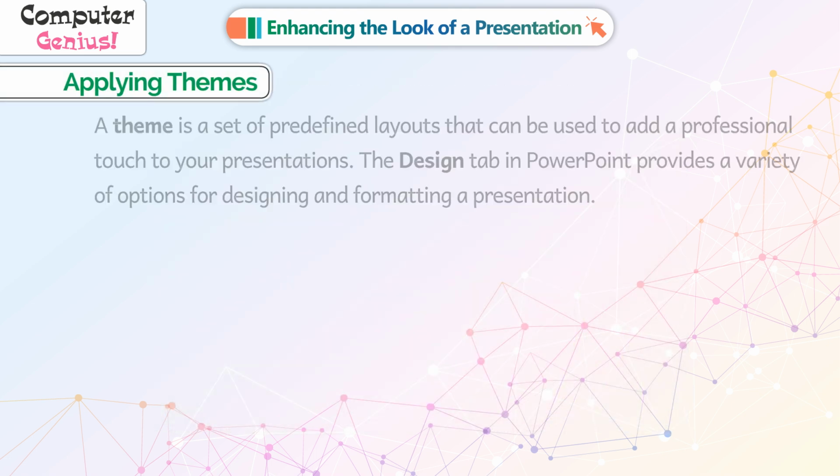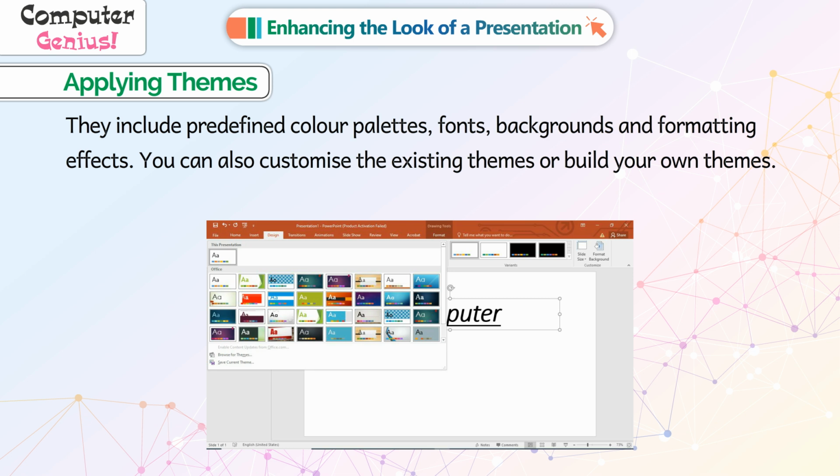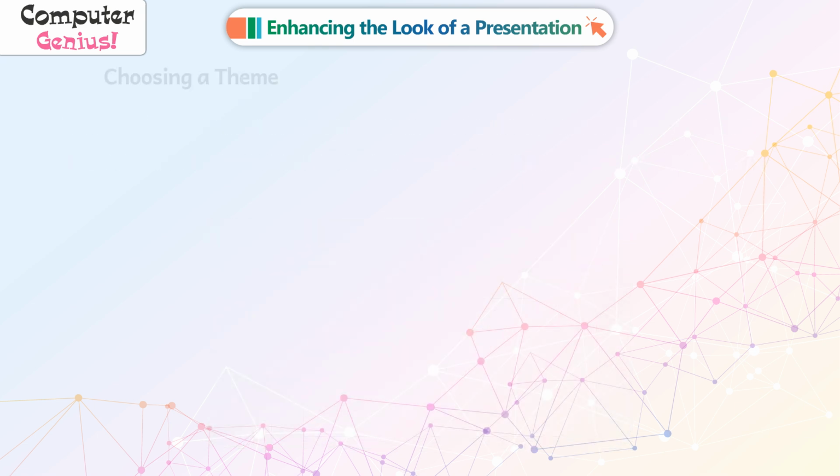Applying themes. A theme is a set of predefined layouts that can be used to add a professional touch to your presentations. The Design tab in PowerPoint provides a variety of options for designing and formatting a presentation. They include predefined color palettes, fonts, backgrounds, and formatting effects. You can also customize the existing themes or build your own themes.